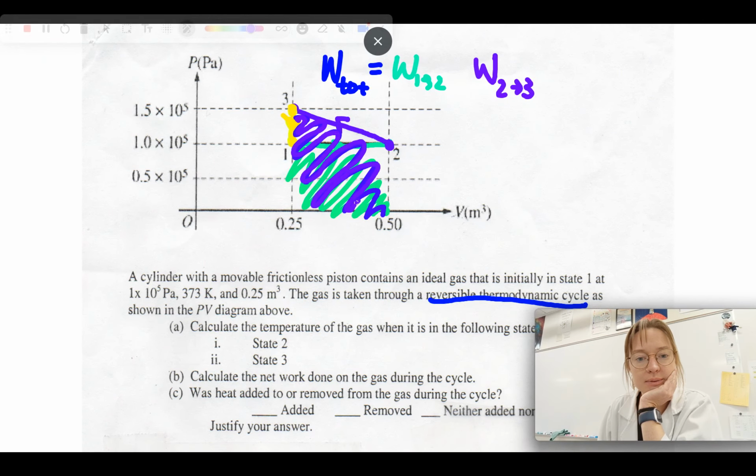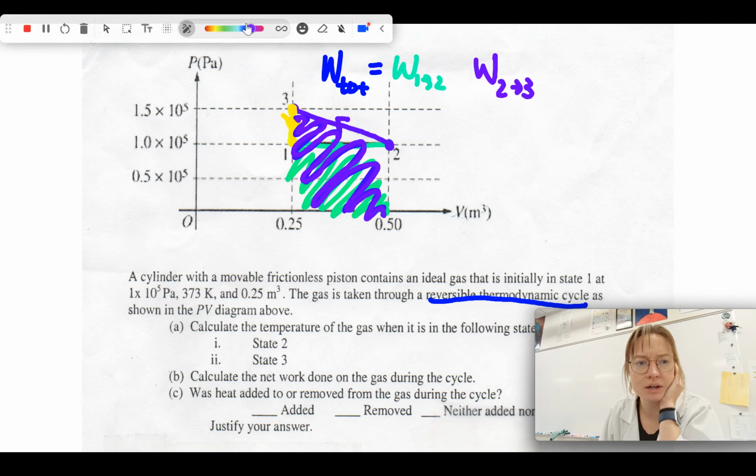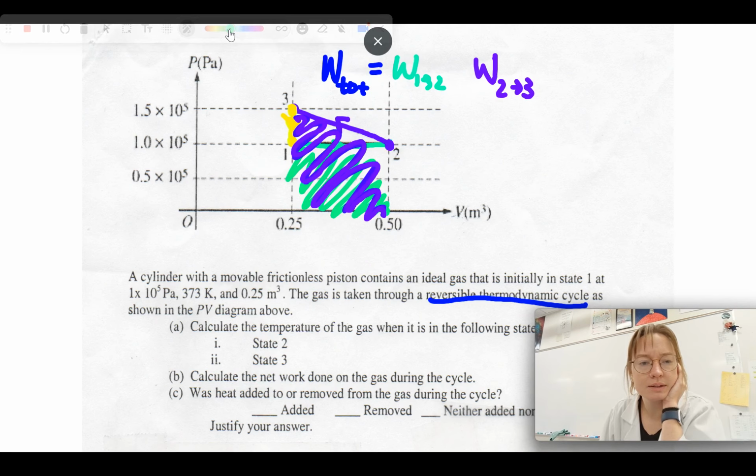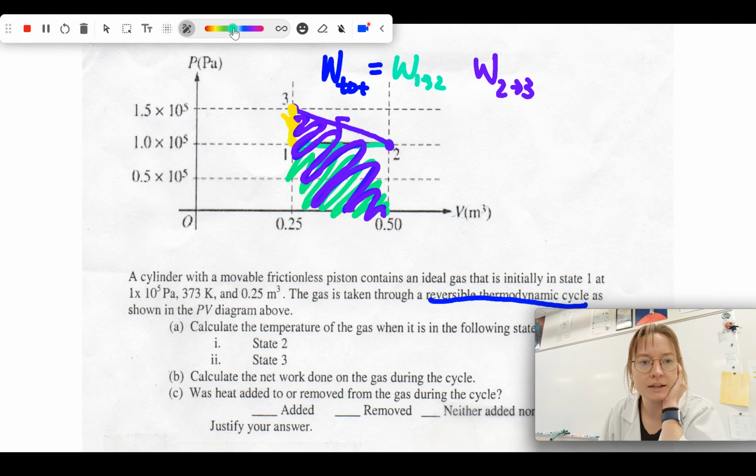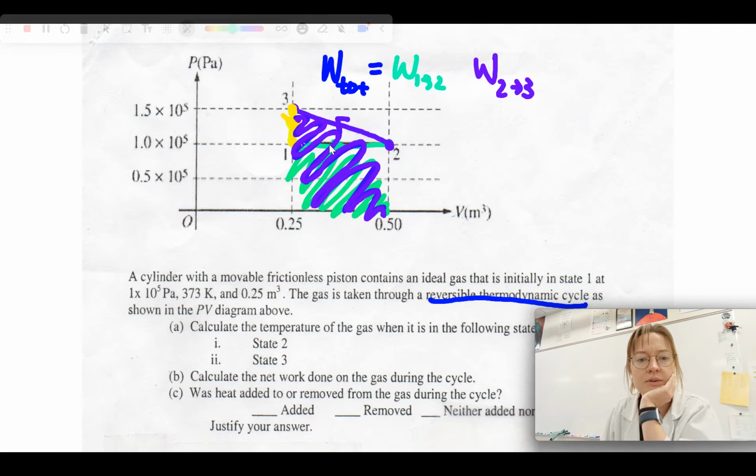Okay. Now, if I'm trying to calculate the total work, the first thing I'm going to do is see what has positive work and what has negative work. Do you agree that from 1 to 2, this amount of work, our volume is going from here to here, meaning my volume is expanding? If my volume is expanding, that's negative work.